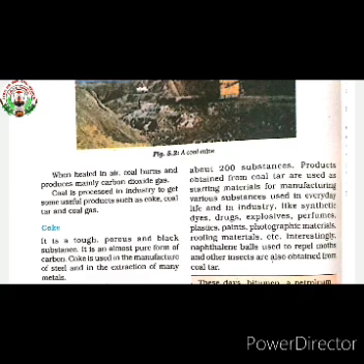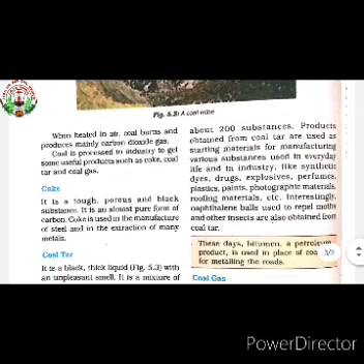It is a tough, porous, and black substance. Porous means small holes are present in it. It is almost a pure form of carbon. Coke is used in the manufacture of steel and in the extraction of various metals.